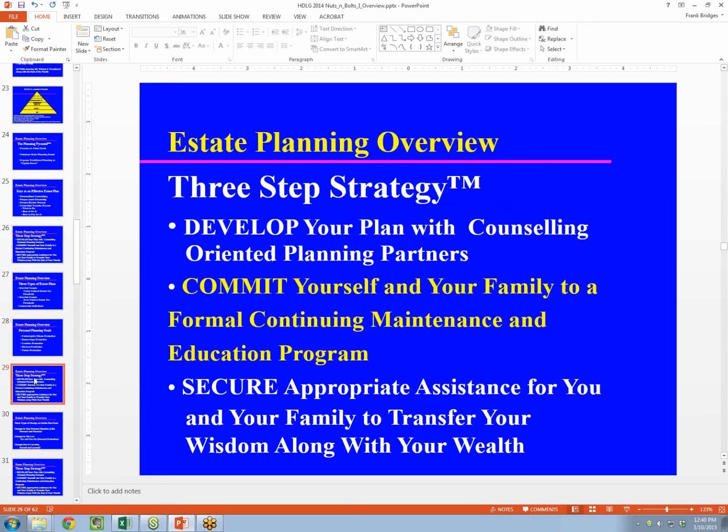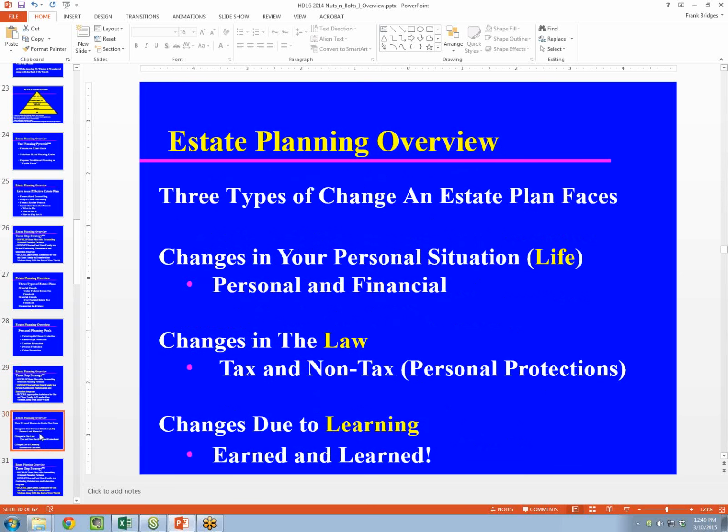The second step in the 3-step strategy is to commit yourself and your family to a formal and continuous maintenance and education program. We do that because of the changes everybody goes through in their own life over time. The circumstances you're in when you did your plan aren't the same later on. There are changes in the law, in the tax law in particular, both tax and non-tax changes. There have recently been a lot of changes in the kinds of personal protections that the trust can provide, and how we have to approach it.